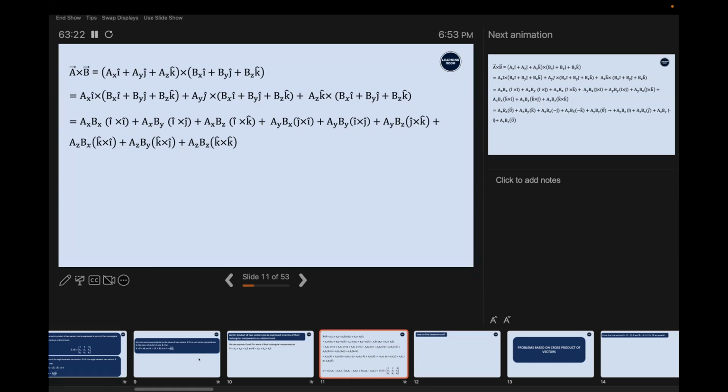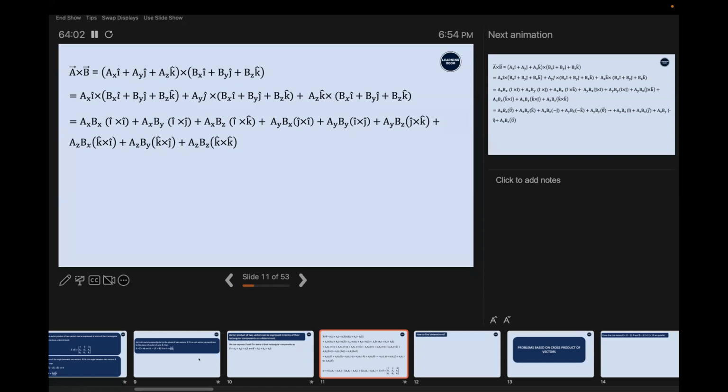Now, what is I cross j? Recollect from that clock: you should write I, j, k in the anti-clockwise direction. I cross j is k cap. Okay, then I cross k. I is here, k is here. I cross k is negative j, so minus j. Okay. J cross I? You need not break your head. Once you wrote I cross j as k cap, j cross I will be minus k cap.